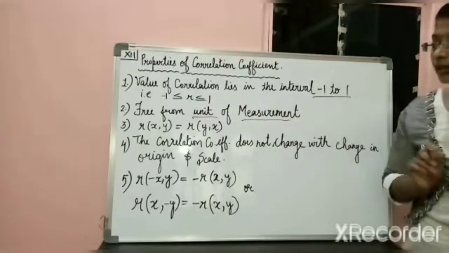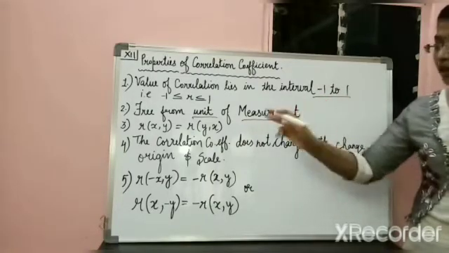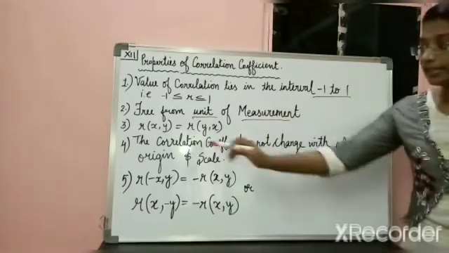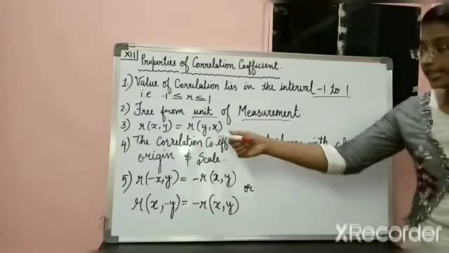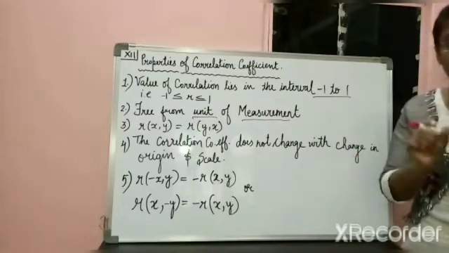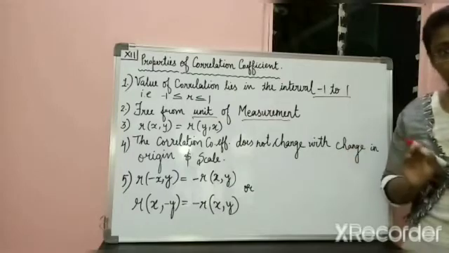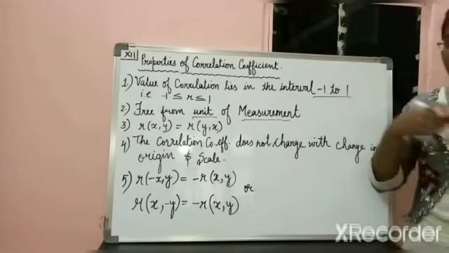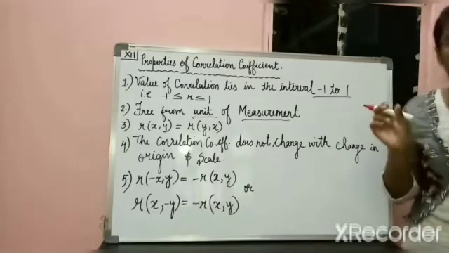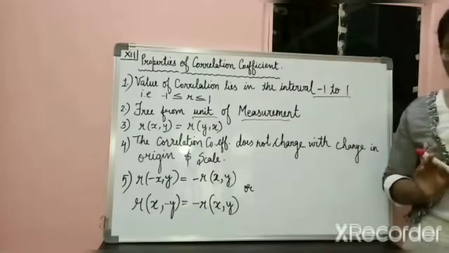Clear? Now the third one says R of x and y is equal to R of y and x. Now what do you understand by this? If you interchange the variables, in the first I have written x and y, and in the second I have written y and x, the correlation that you get would be the same. Clear? If you keep x over here and y over here and then interchange them and find the correlation coefficient, your answer of R would always be equal. Clear with the third point?